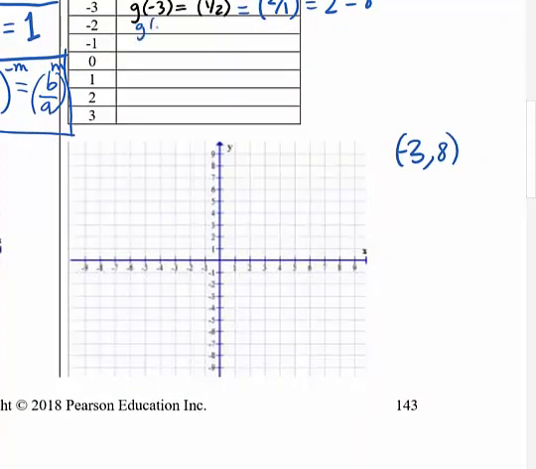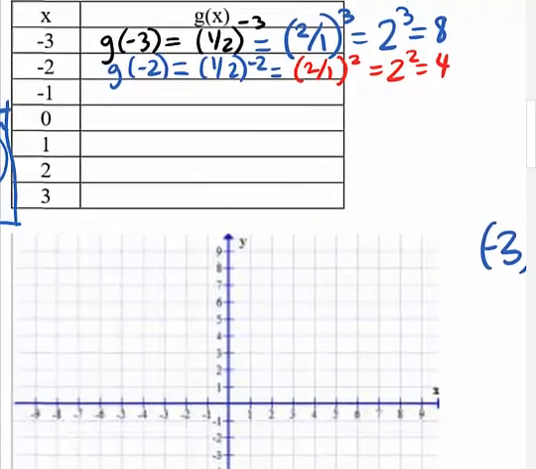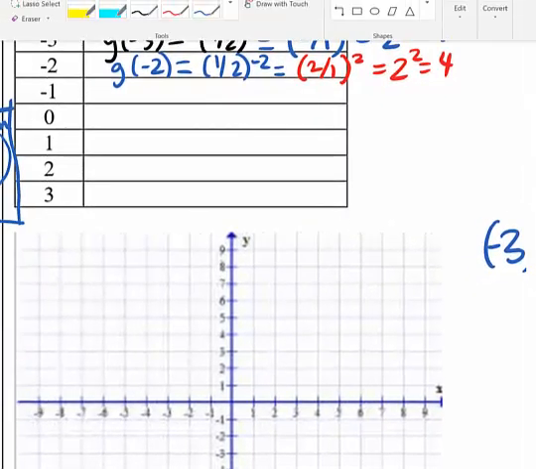And then we plug in negative 2, I think it'll go a similar way. I'm raising 1 half to the negative 2 power. That means I'm flipping it upside down. Let me use a different color to differentiate. Now it's 2 over 1, now to the positive 2 power because I flipped it. That's 2 to the second power, or 4. So there's another point.